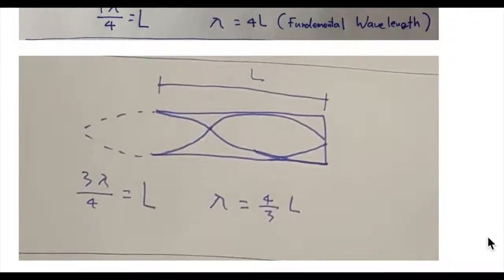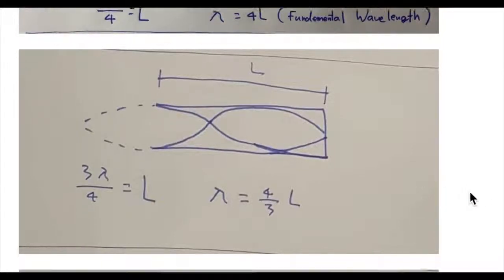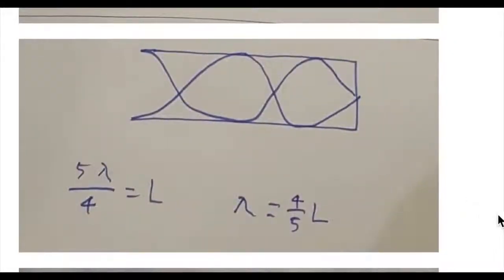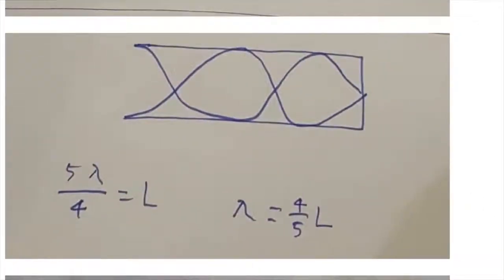Based on this drawing, we can tell the length of the pipe is equal to 3 lambda over 4, and we can say that lambda is equal to 4L over 3. Based on this drawing, we can tell the length of the pipe is equal to 5 lambda over 4, and we can say that lambda is equal to 4L over 5.